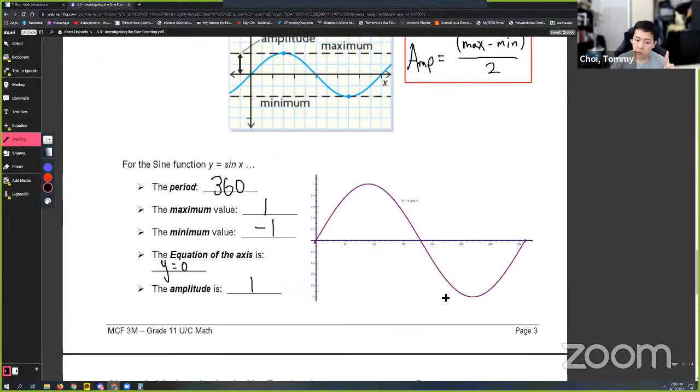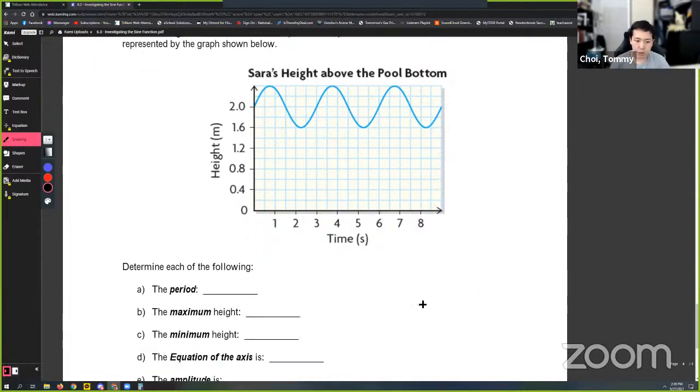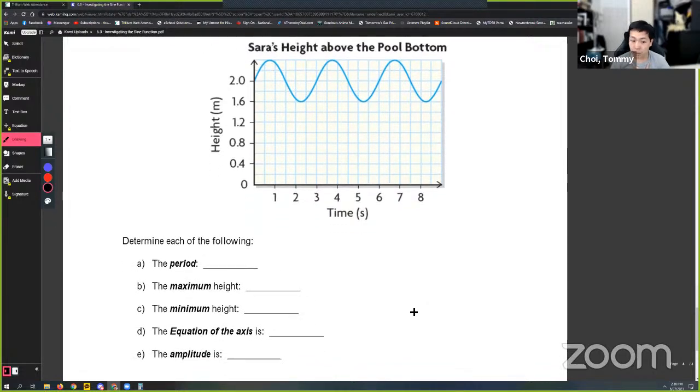But what if we get something like this? Sarah is sitting in an inner tube in a wave pool. The depth of the water below her in terms of time can be represented by this graph. You can see this is sinusoidal, right? Because it's not the sine graph, but it looks like one, right? It behaves like one. So let's take some time to do so. I'm going to give you 3 minutes to fill out this piece of information. You need to find the period, find the maximum height, find the minimum height, the equation of the axis, and the amplitude. All right, 3 minutes.